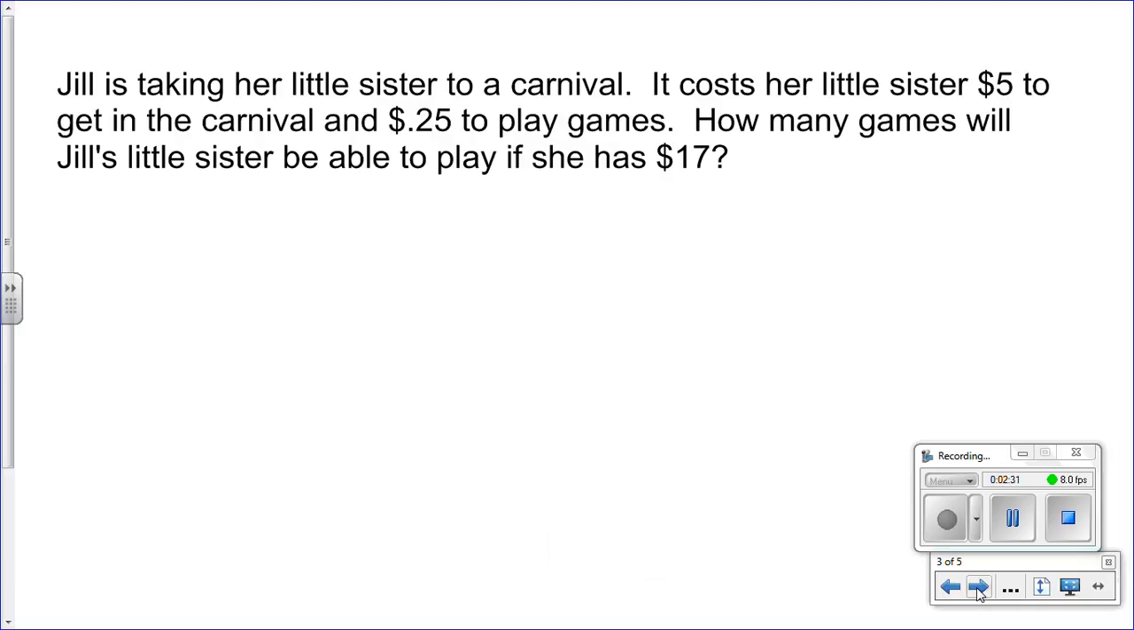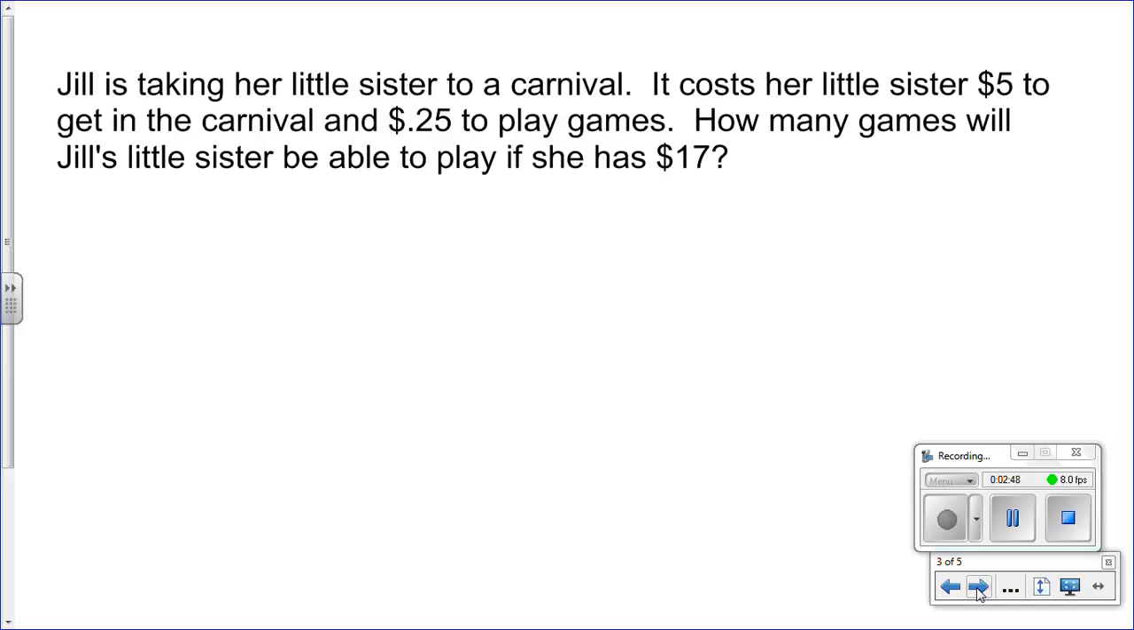Okay, in this question, Jill is taking her little sister to a carnival. It costs her little sister $5 to get in the carnival and 25 cents to play games. How many games will Jill's little sister be able to play if she has $17?